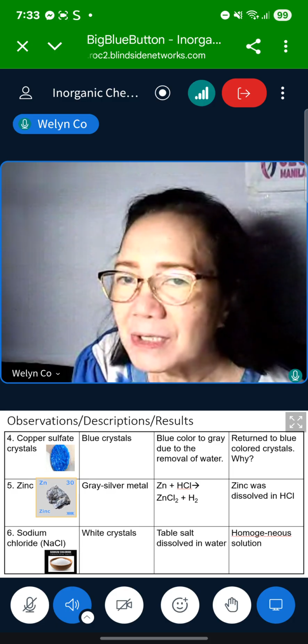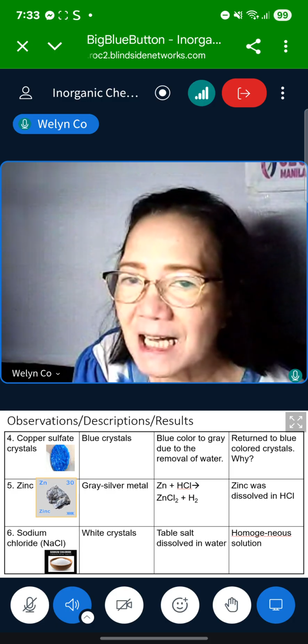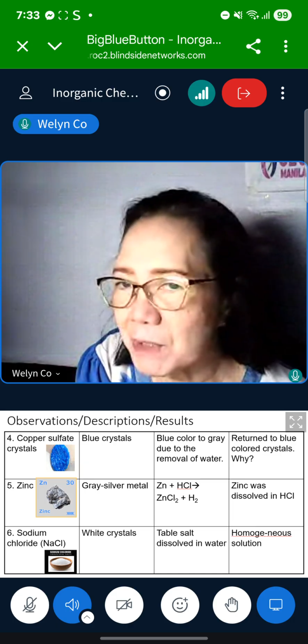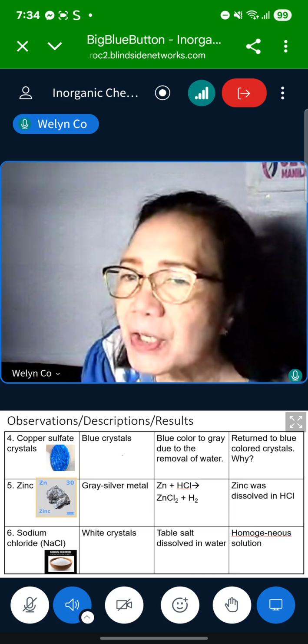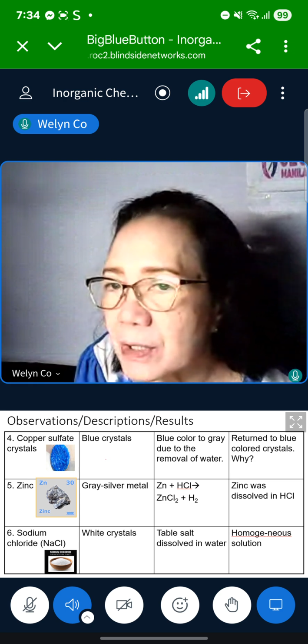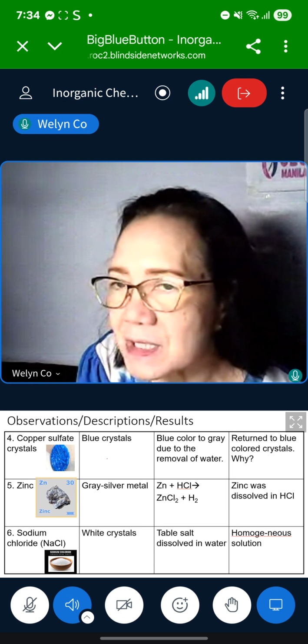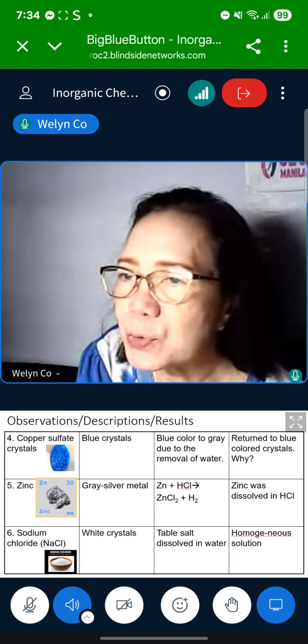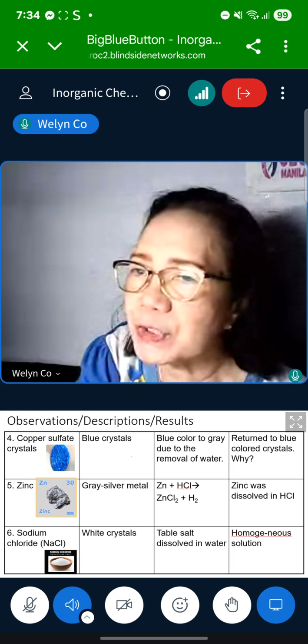So that somehow, it enhances how very clean the water looks when you are in the swimming pool. Okay? So you have your blue crystals. Crystals mean it has luster when the light strikes on the surface of the material. Then blue color to gray due to the removal of water.